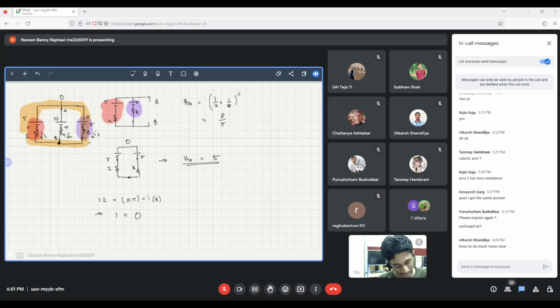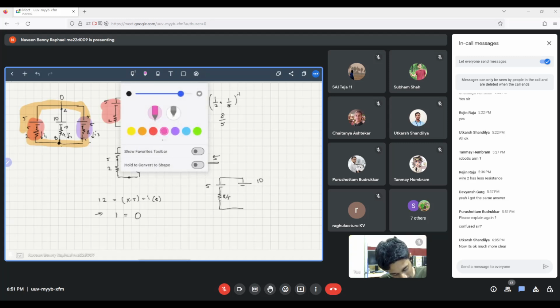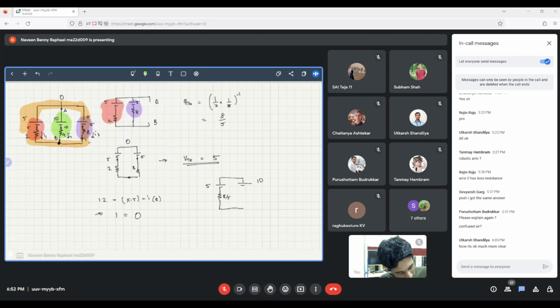So this entire circuit simplifies to this. We have a VTH of 5, Thevenin's resistor of 8.8 and a half, a current source of 10. I mean, the remaining part of this, and this we can find the current for the same way as we always do.